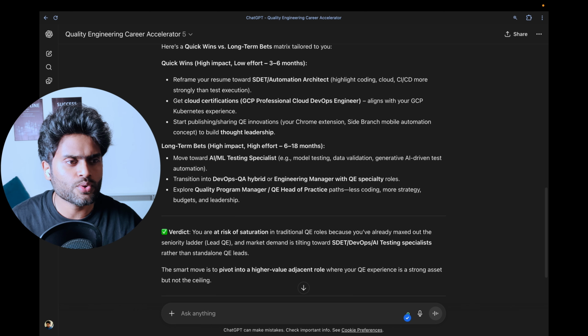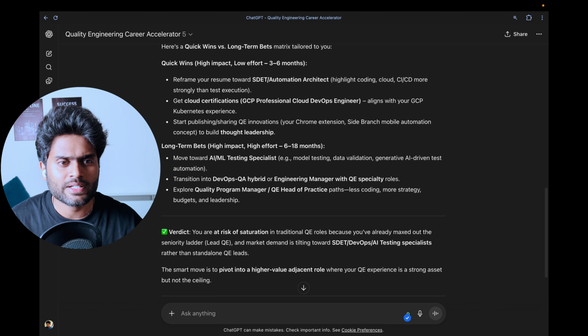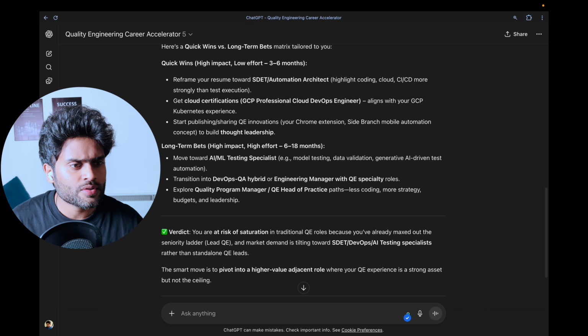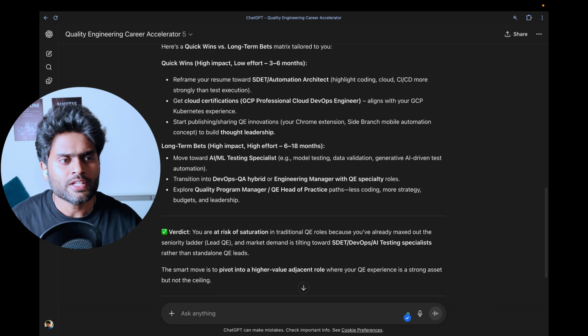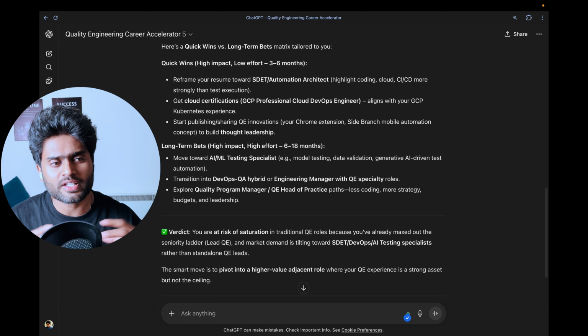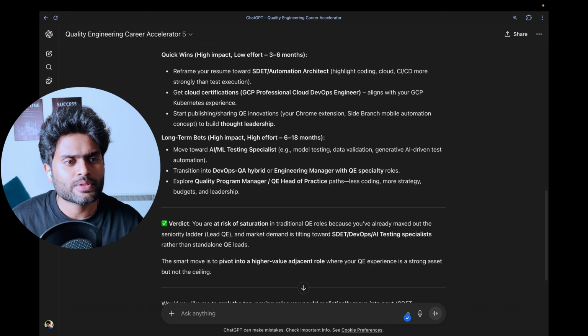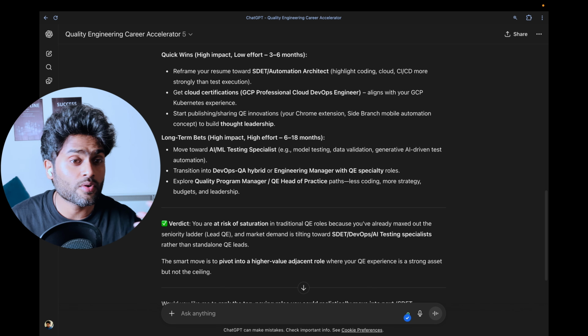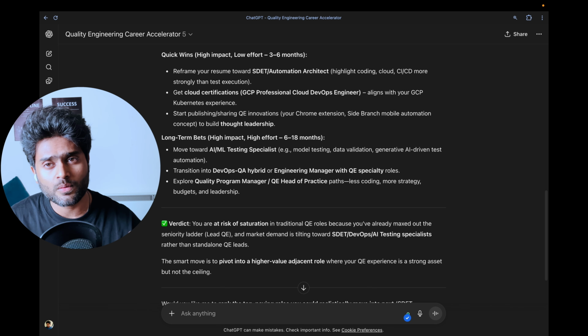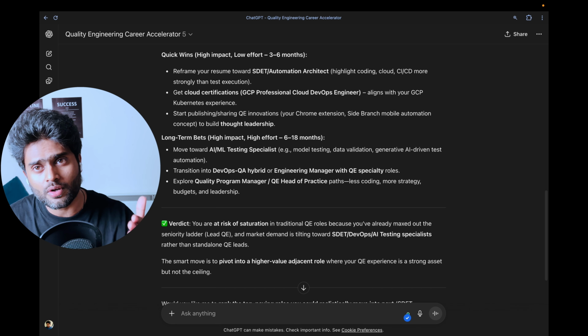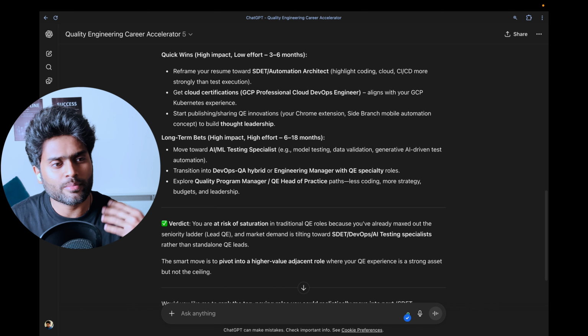So it says move toward AI ML testing specialist, model testing, data validation, generative AI driven test automation, and transition into DevOps QA hybrid or engineering. So these hybrid roles are popular as well. So DevOps QA and explore program manager or QE head of practice path. Okay, I'm not leaning towards this. I see it as less coding, but I'm interested in more coding, more technical work. A person, someone who gets the work done, is where I'm focusing on. Because they are in high demand, and that's where my interest is as well.